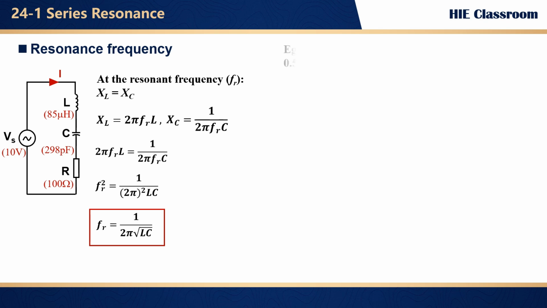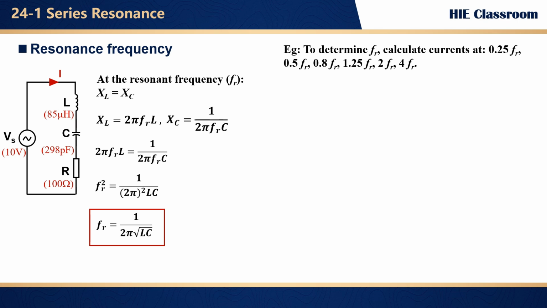First, let's find that resonant frequency, Fr. Using our formula, Fr equals 1 over 2 pi times the square root of 85 microhenries times 298 picofarads. Plug in the numbers, crunch it down, and you get Fr equals 1 megahertz. That's where this circuit hits resonance.